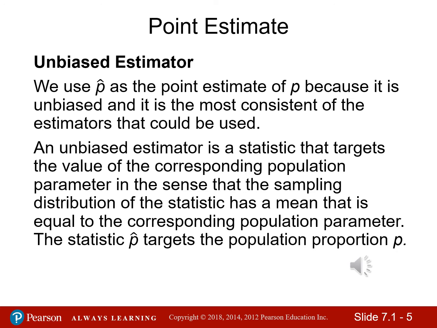An unbiased estimator is a statistic that targets the value of the corresponding population parameter in the sense that the sampling distribution of the statistic has a mean that is equal to the corresponding population parameter. The statistic p hat targets the population proportion p.